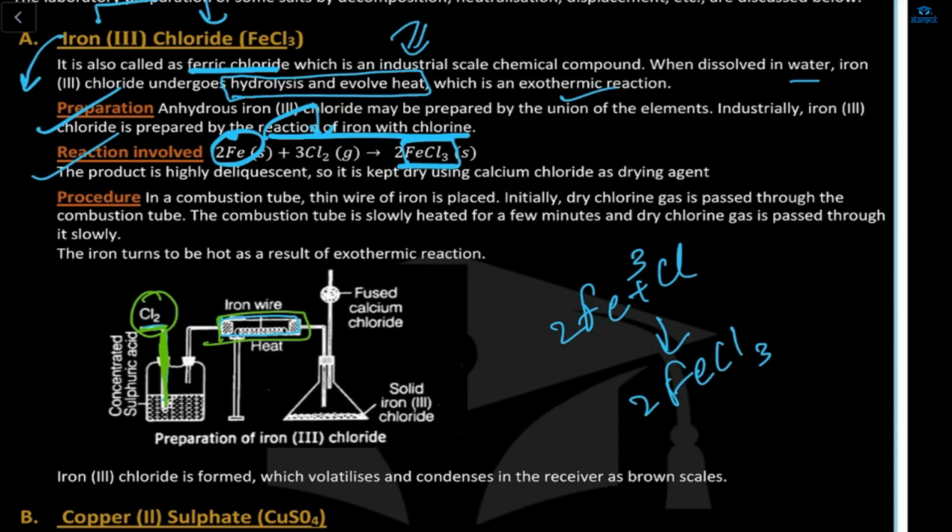The combustion tube is slowly heated for a few minutes, and the dry chlorine gas will pass slowly through the tube and then over the iron wire. So what will happen? The iron wire turns very hot, which results in an exothermic reaction.